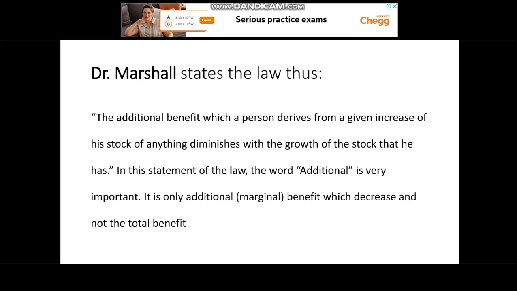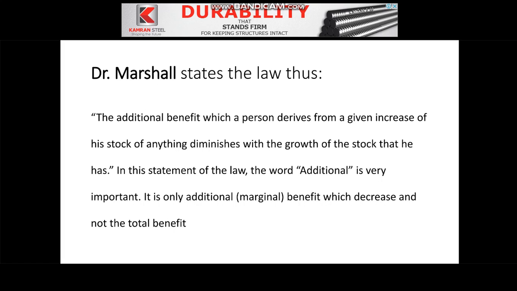Dr. Marshall states the law thus: the additional benefit which a person derives from a given increase of his stock of anything diminishes with the growth of the stock that he has. In this statement of the law, the word additional is very important. It is only the additional marginal benefit which decreases and not the total benefit.